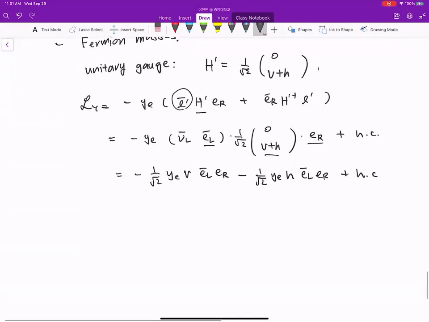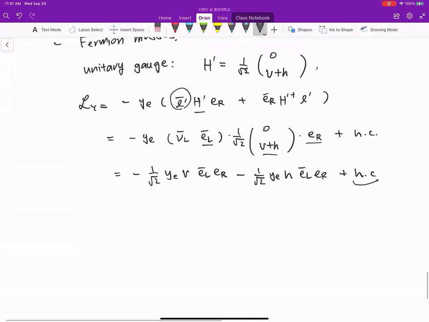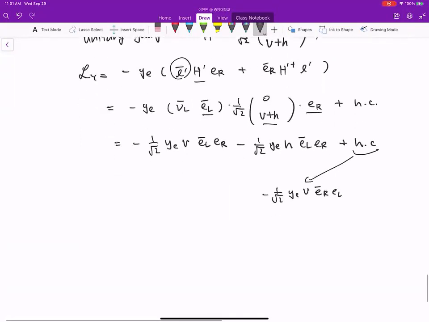So the Hermitian conjugate contains minus ye, v, e. The left and right are interchanged, right? So that's why the same coefficient.